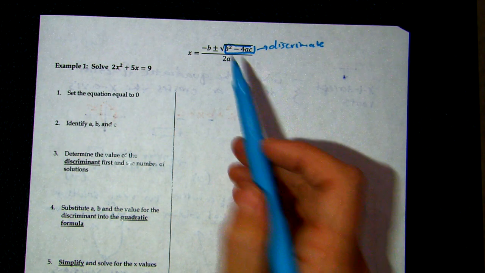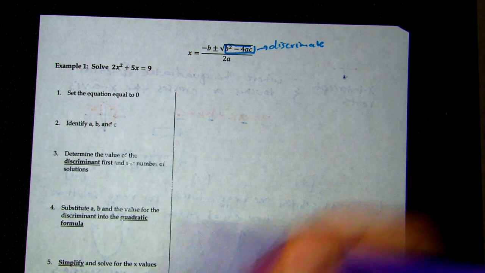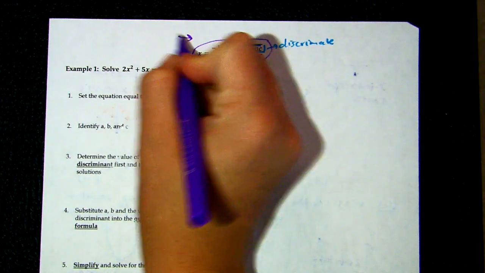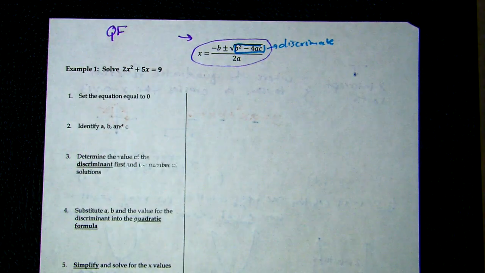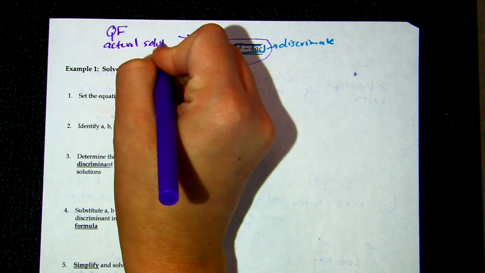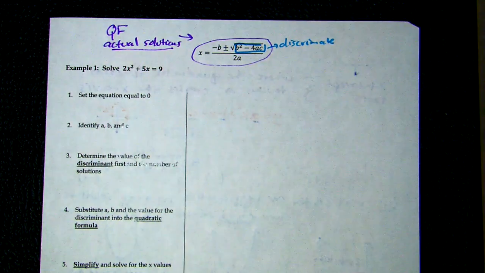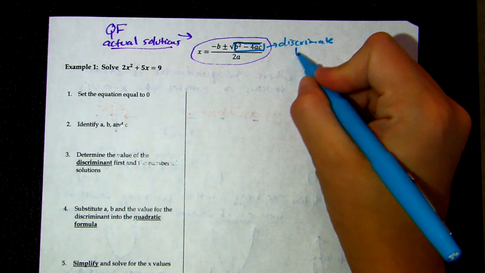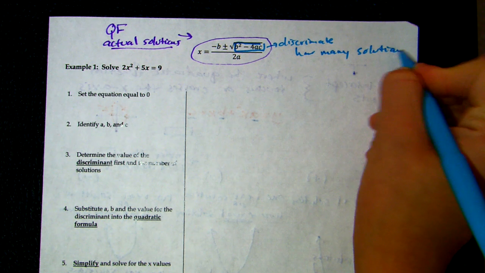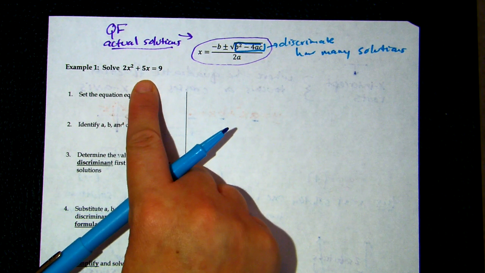But the entire quadratic formula tells us the actual solutions, whereas the discriminant just tells us how many solutions. So now we're going to find the actual solutions.